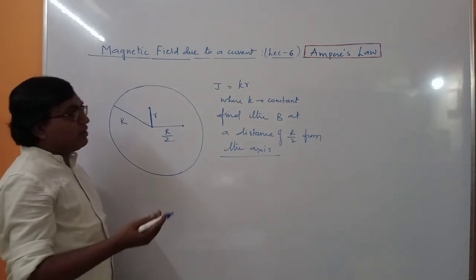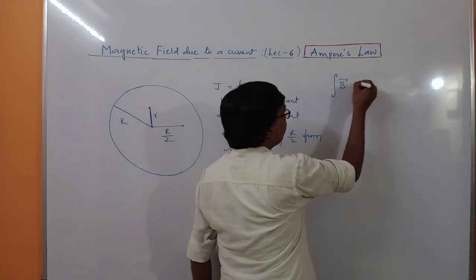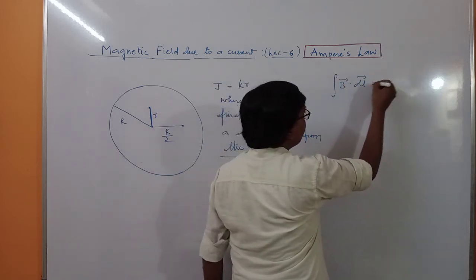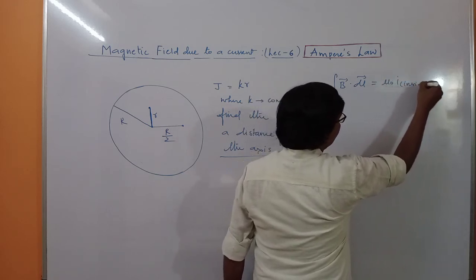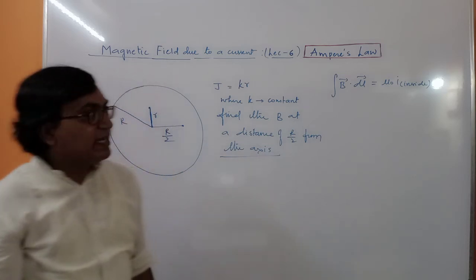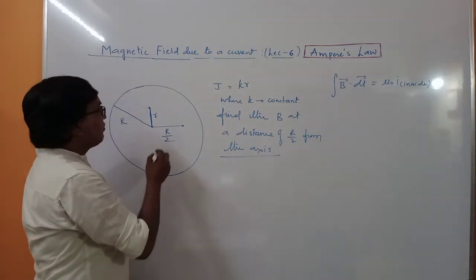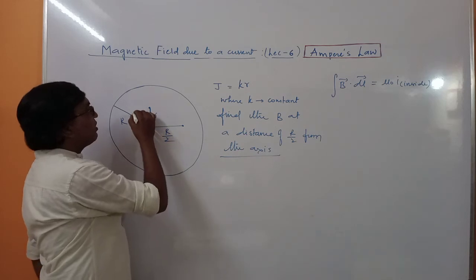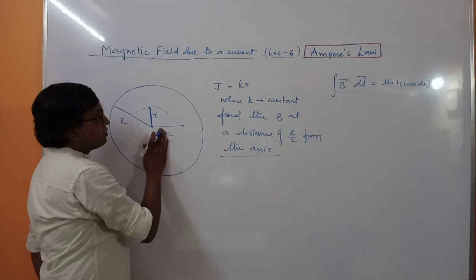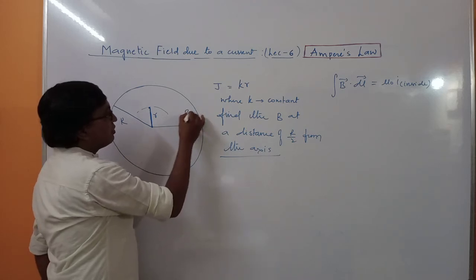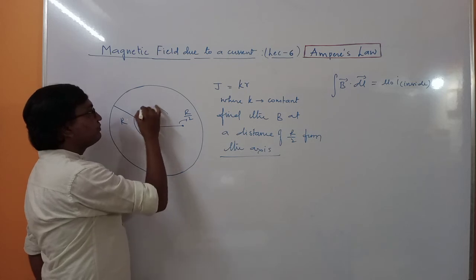Now the basic thing here is the B dot dl integral, which equals mu naught into I inside. So we just have to find out I inside. Since the current density is changing, let us find out I inside.